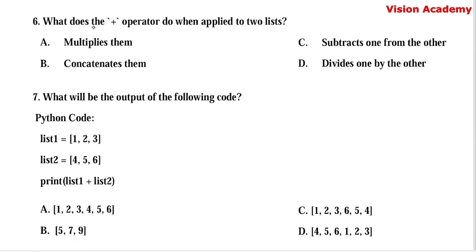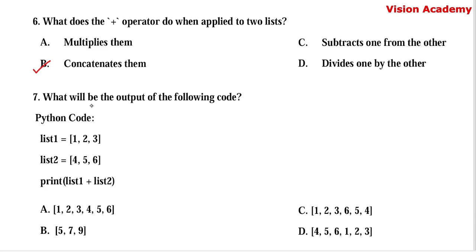Question number 6. What does the plus operator do when applied to two lists? Option A multiplies them, B concatenates them, C subtracts one from the other, D divides one by the other. Here option B, concatenates them, is the right answer.